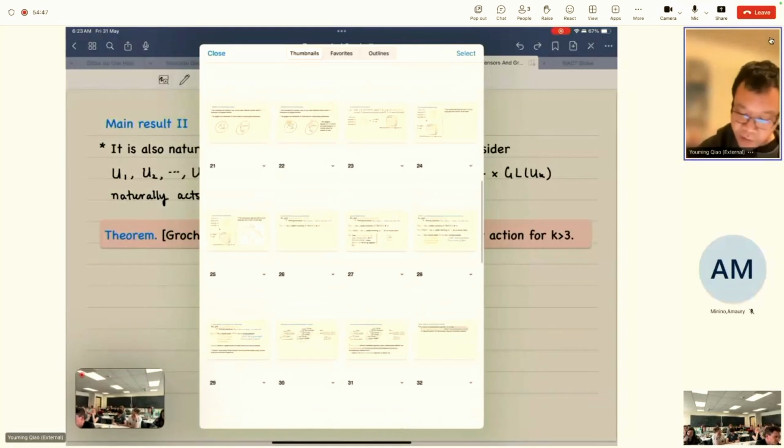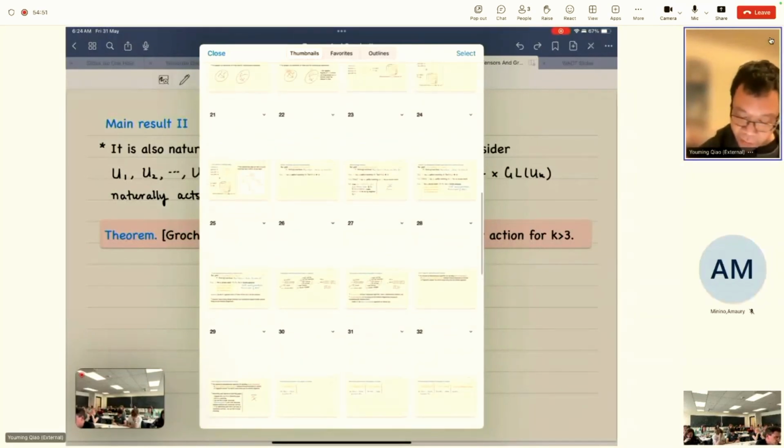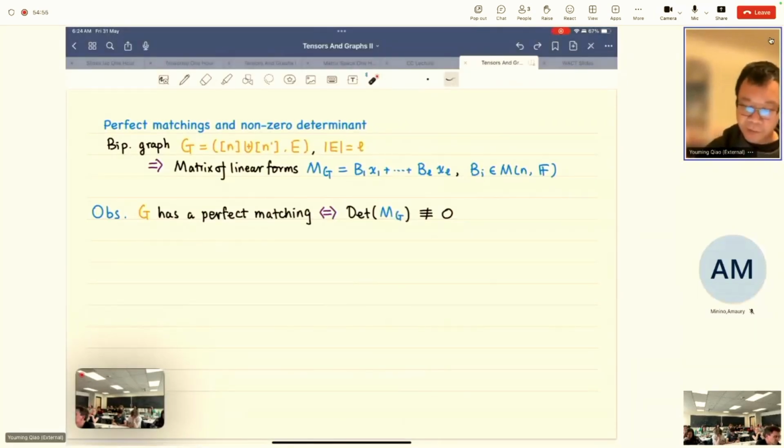Okay, if no question, as I was saying, probably we don't have enough time to talk about the perfect matching side. But I'll quickly mention some of the perfect matching and non-zero determinant.